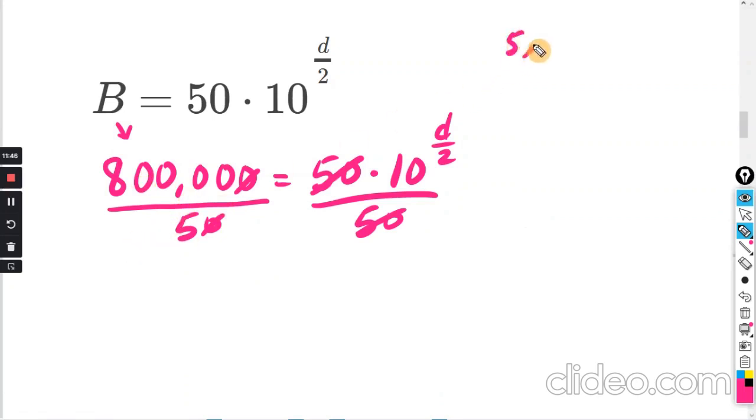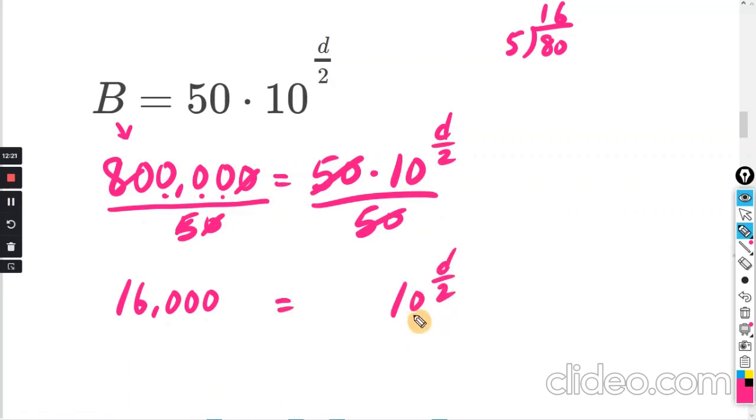Let's see. 5 into 80. 5 into 8 goes once. Carry the 3. That's 16. Okay, so 80 over 5 is 16. And we have 1, 2, 3 zeros left. All right, so I just did 800,000 divided by 50. You probably don't even have to do that. You probably could have left it if you want to. All right, and that's going to equal 10 to the power of d over 2.